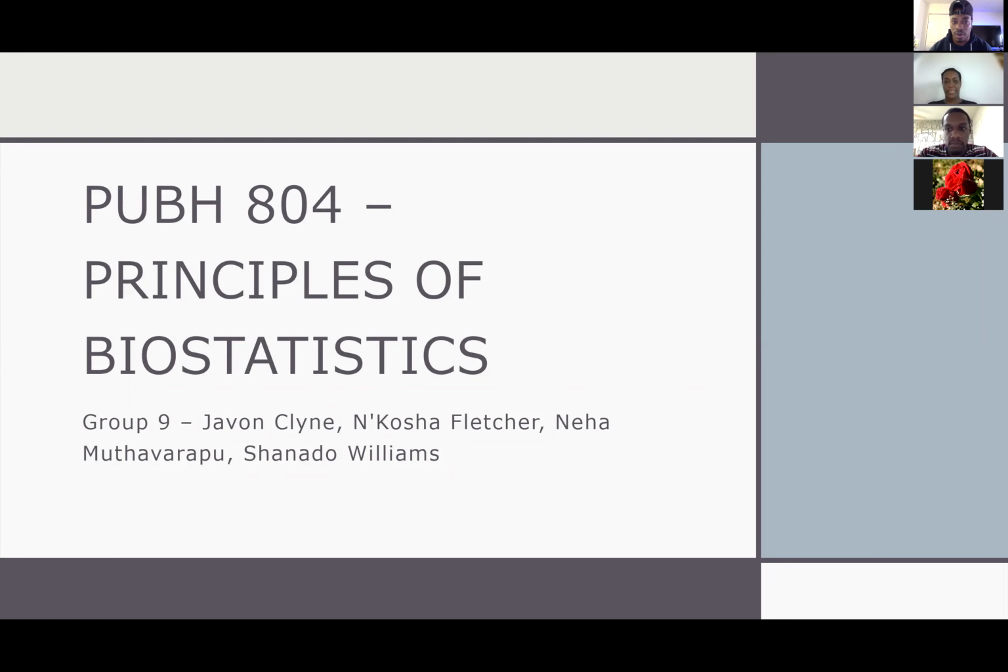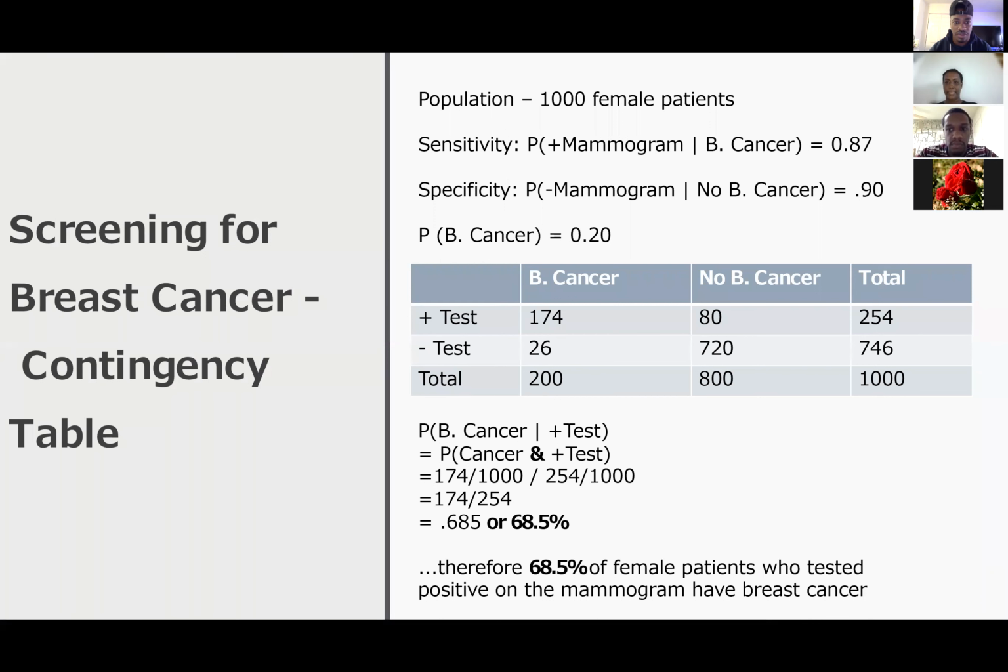All right, so for our problem today, we'll be using the contingency table to solve it. The problem reads, your patient's digital mammogram result is positive for breast cancer, which has a prevalence of 20% in at-risk female patients. Studies have shown that the digital mammogram has a sensitivity of around 87% and a specificity of 90%. In a population of 1,000 female patients, representative of the at-risk population, what is the probability that the patient actually has breast cancer given a positive mammogram?